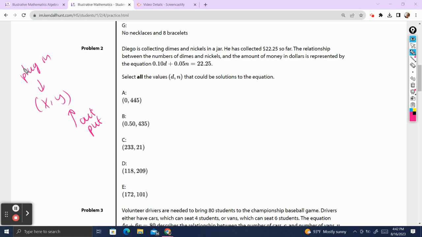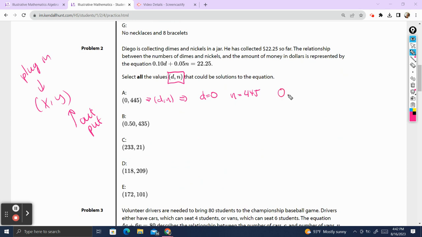Now, if you've seen this before, we're actually not going to use this now because they give us a little guide up here, which is telling us to do something different. So in this case, this is going to be equivalent to d comma n, which tells us d is equal to 0, n is equal to 445. This tells us what we're supposed to plug into the equation.